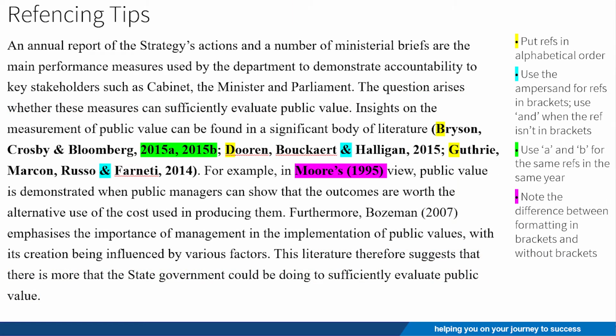Okay, I just wanted to point out a couple of things. I think with referencing, we may have covered these, but I didn't cover this: if you have two pieces published in the same year, we label them A and B, and that's how we reference them if we need to reference them together. And I think we've talked about putting them in alphabetical order. We've also talked about the different ways of using the brackets and the ampersands.